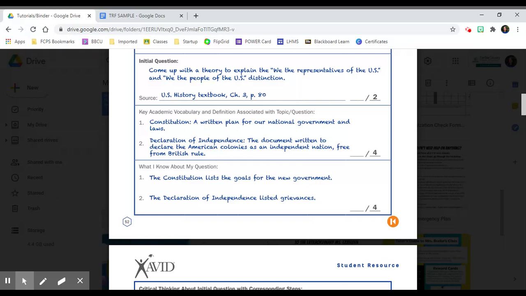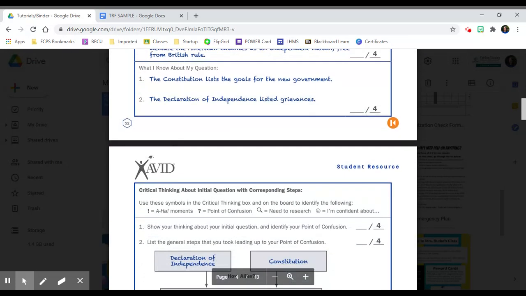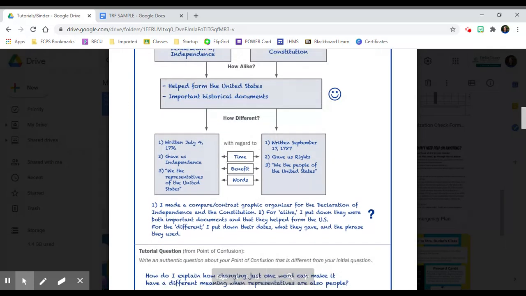They know the Constitution lists the goals for the new government. The Declaration lists grievances. So then they kind of did this graphic organizer. And they showed their work and their thoughts. And so now this is where they're stuck.